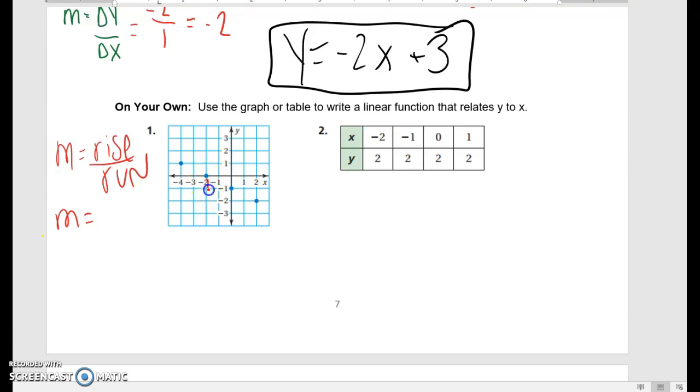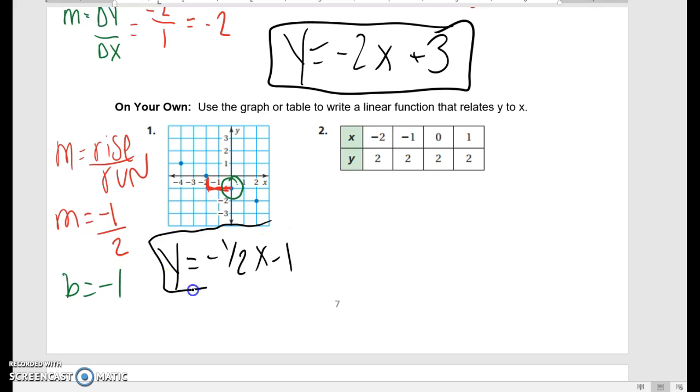So you're going from 2 points, so your rise is actually falling, so that's -1, and your run is 2. That's as simplified as you can get, so you can keep it as -1 over 2. Your y-intercept is where you cross the y-axis, so your y-intercept is -1. You're using the y equals mx plus b equation, simply plugging in what you have, replacing the m and the b, and that should be your final answer.